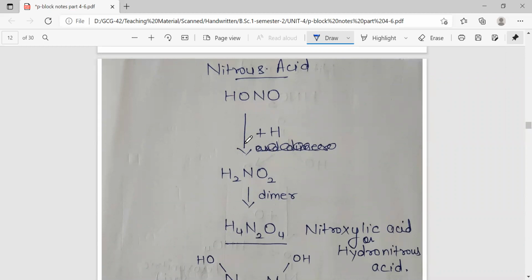What we'll do is we'll add one hydrogen and the formula is going to become H2NO2, and then we further dimerize it and we'll get the formula as H4N2O4, and the corresponding name is hyponitrous... hydronitrous acid. We have added one hydrogen to nitrous acid, so that is why the name is hydronitrous acid, and the second name for this acid is nitroxylic acid.